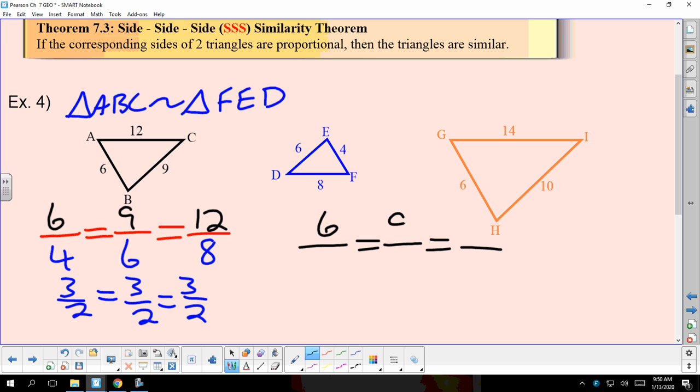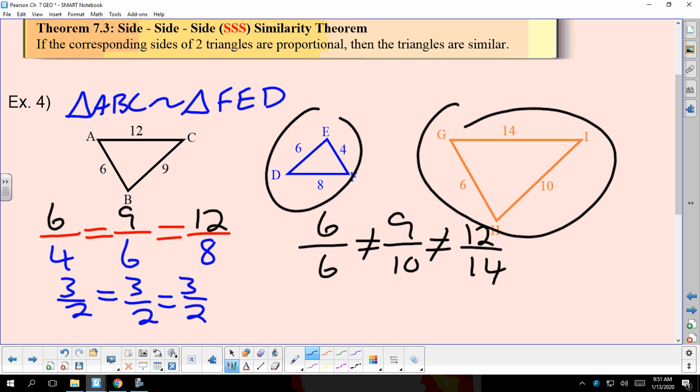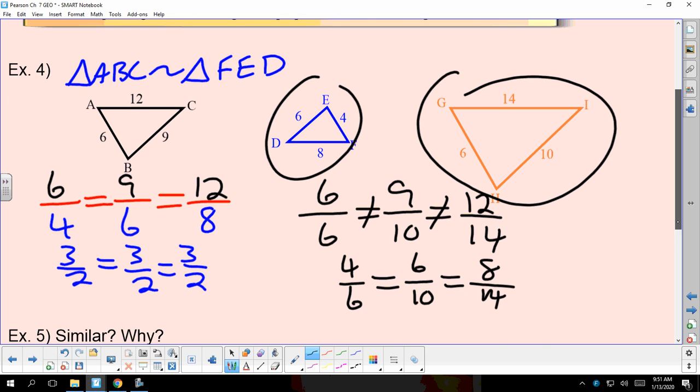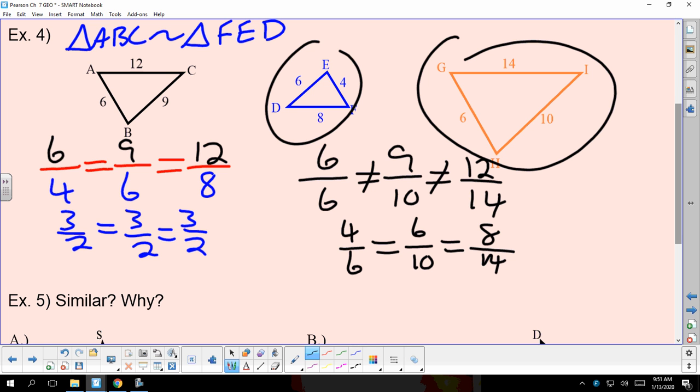So again, 6, 9, 12. And then 6, 10, and 14. Are these all equal? No. So these guys are not similar. And then let's do this one and this one. So we have 4, 6, 8, and then 6, 10, 14. Let's reduce these. Divide top and bottom by 2. Those guys are not similar as well. So we're checking those extended ratios.